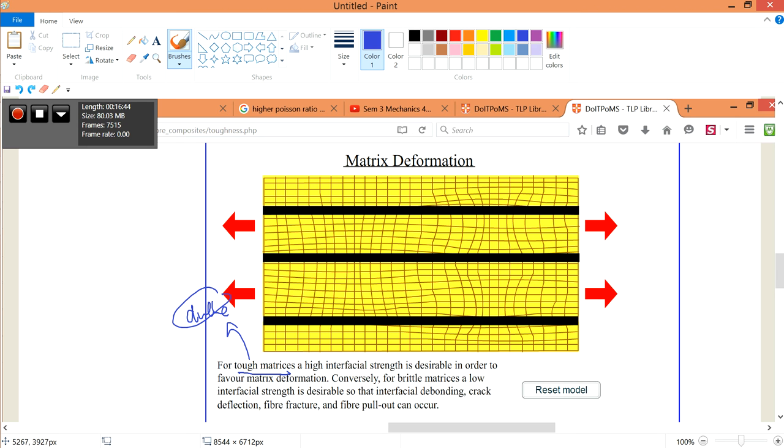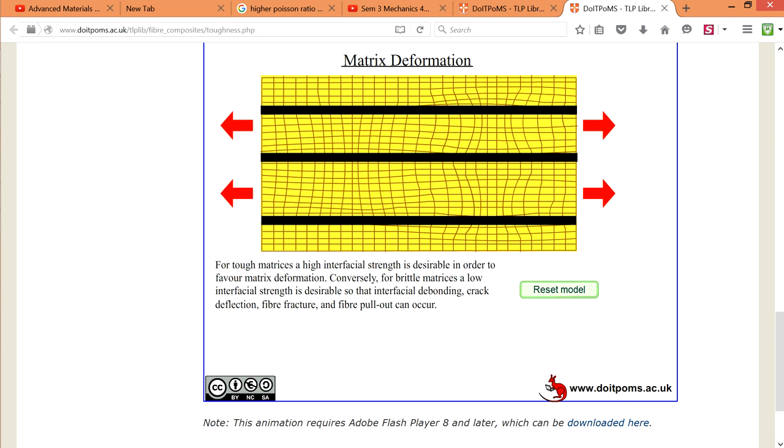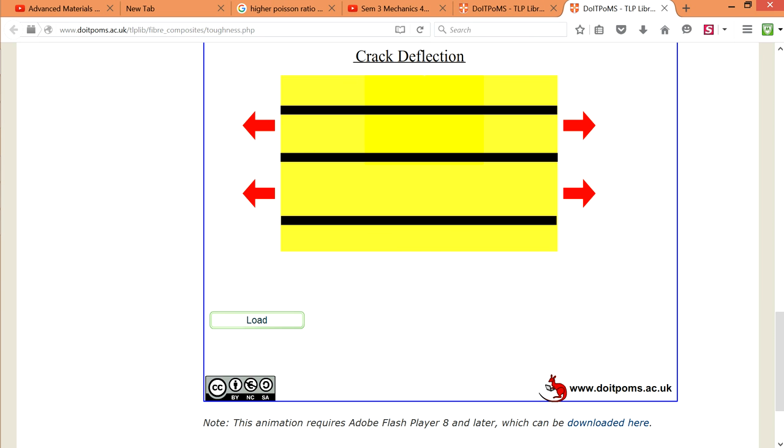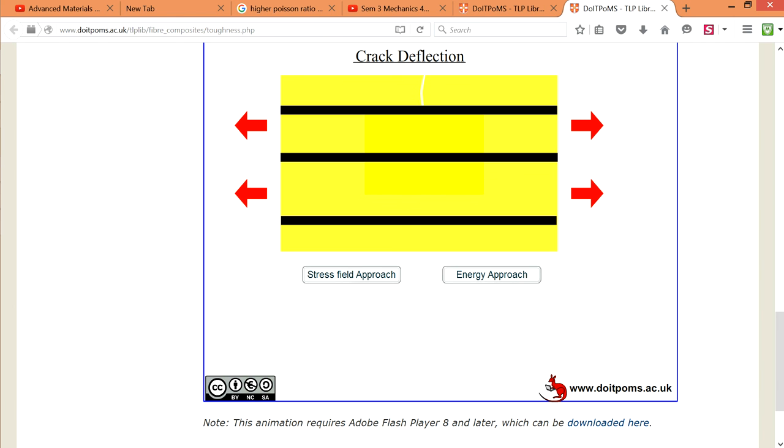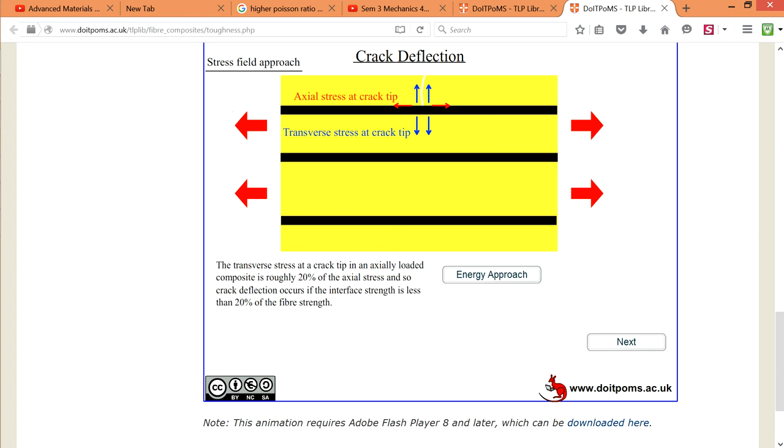However, if it's a so-called brittle matrix with a low interfacial strength, meaning the bond between the fiber and the matrix is very low, then you can see cracks coming out. That's the meaning of that. If I reset the model and look at the crack deflection, and load it, as you can see, the crack is occurring at the top part.